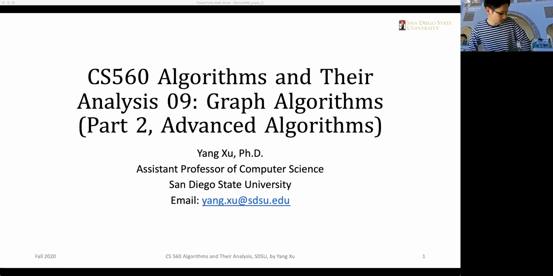In a previous chapter or previous lecture, we covered what we call the elementary algorithms, from basic search algorithms like breadth first search and depth first search. The purpose of those search algorithms is to go through all the vertices in an efficient way without traveling over the same edges multiple times.